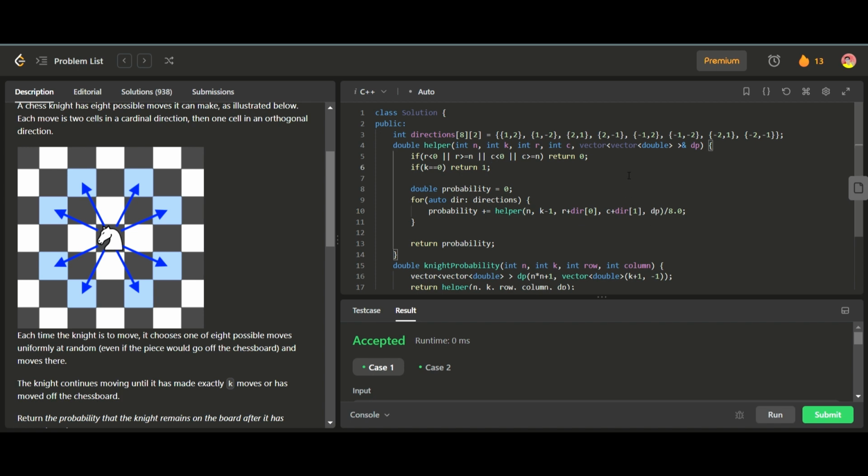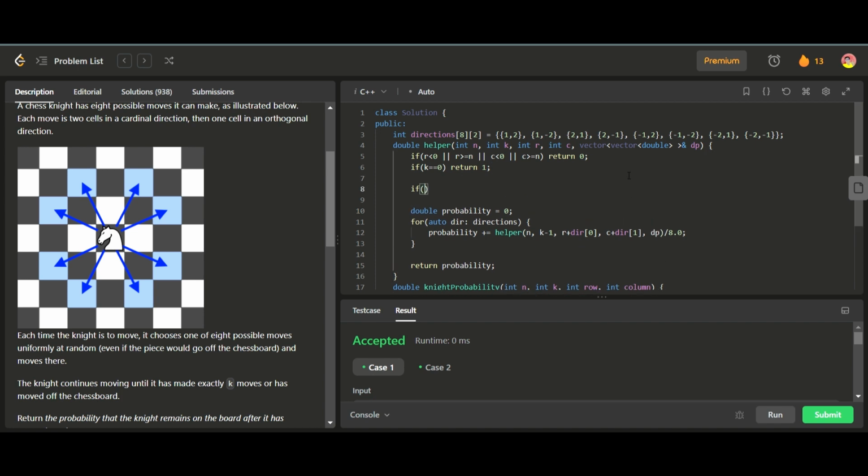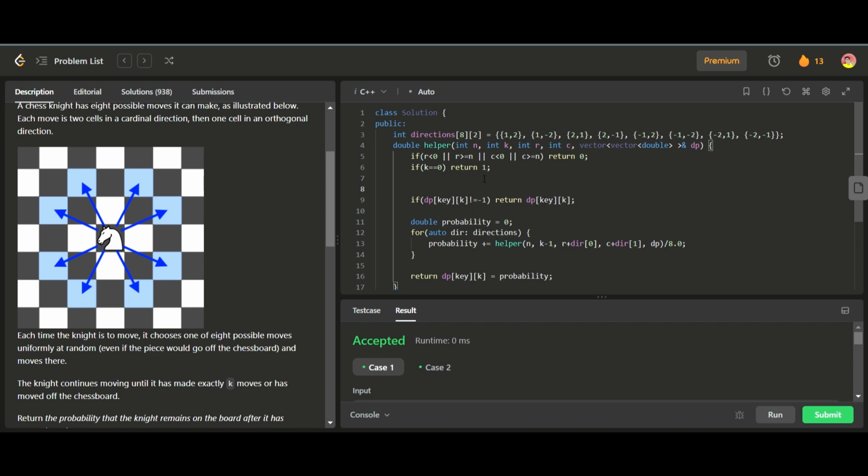Now we will make use of this dp. So if dp, then we need the number of the cell that we will calculate later, and the number of moves, is not equal to -1. So suppose I call this key, then we will return dp key and k. Also here I'll do the same thing like this. Now what is key here? As I explained, the key is the unique identifier of each cell.